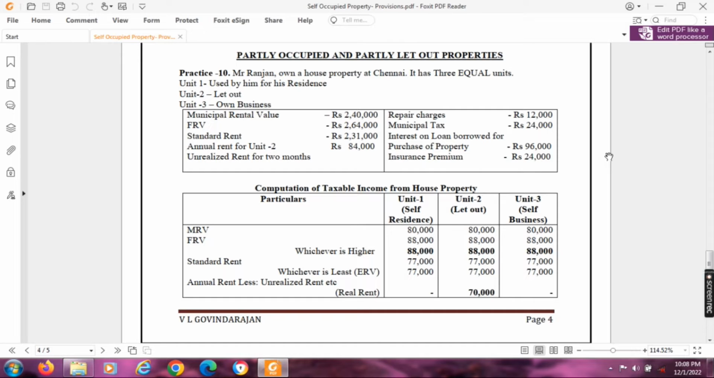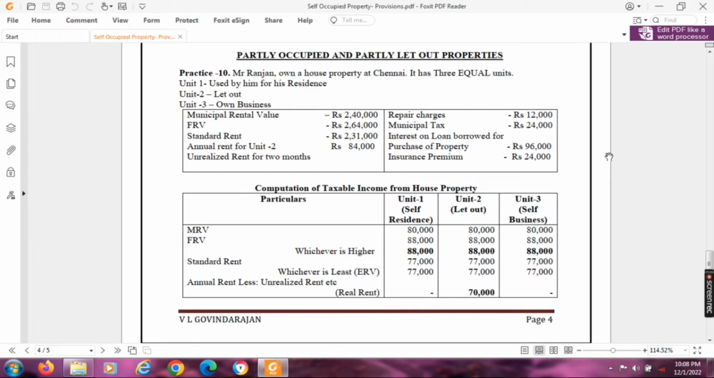Mr. Ranjan owns a house property at Chennai. It has 3 equal units. Unit 1 is used by him for self-residence. Unit 2 is let out. Unit 3 is for his own business. Municipal rental value 2,40,000, fair rental value 2,64,000, standard rent 2,31,000. This should be divided accordingly. Actually, this house property has 3 equal units, so we have to divide these values by 3 and calculate separately for each unit.